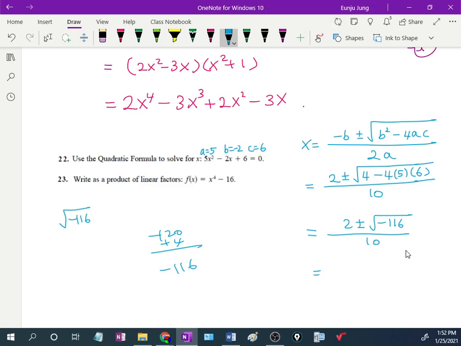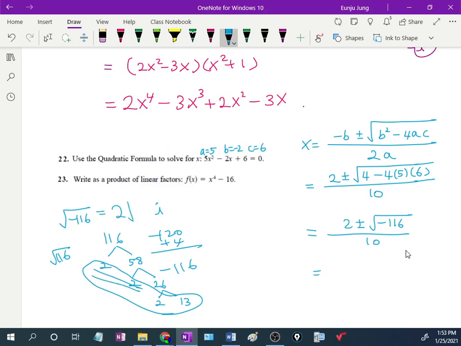Okay, we want i at the end, right? How about simplifying the radical, square root of 116? 116, factor by what? 2? 58. What is half of that? 26. What is half of 26? 13. That's it. So this is the product, right? So which one repeats twice? 2. So let's take 2 out. And what's inside then? 2 times 13, 26 is still inside.